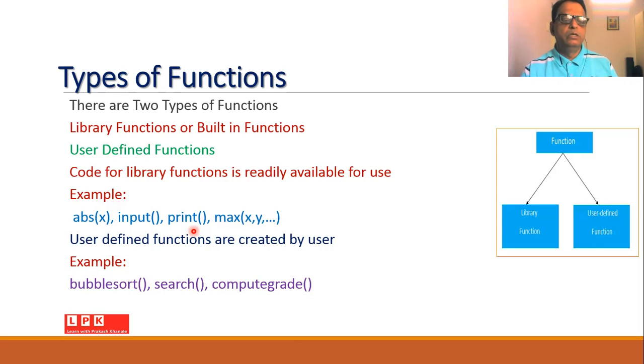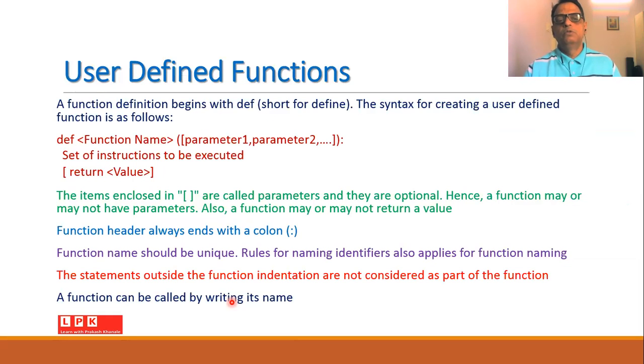In this session, we'll discuss how to create or write user-defined functions. Whenever a user needs to write a function, they can create their own function and assign any name to it, for example bubble sort, search, or compute grade. Such names can be assigned as per the requirement of the program. So let us see how a user-defined function can be created by the programmer.